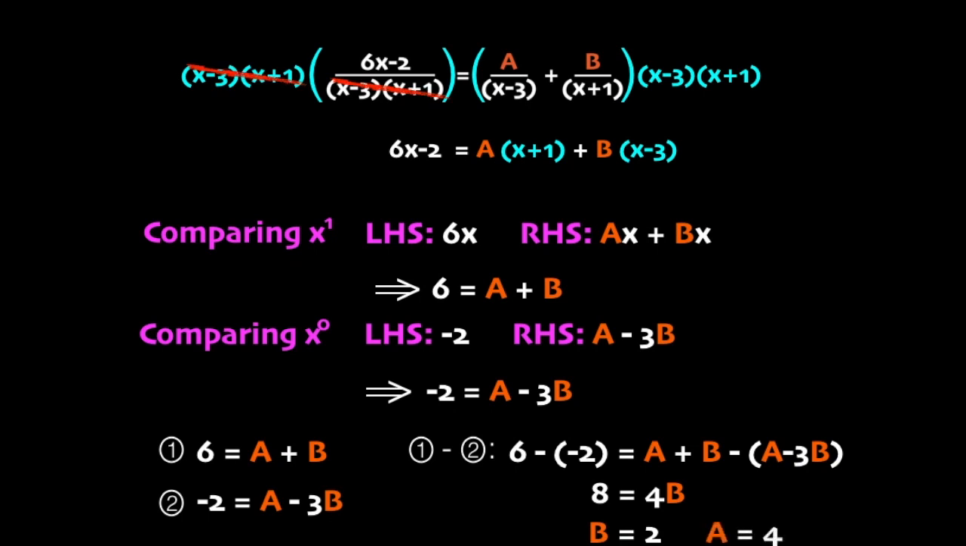So in this question we're able to use either method to find a and b, but if there are 3 linear factors in the denominator, sometimes you may have to use both methods to find out what the constants are.